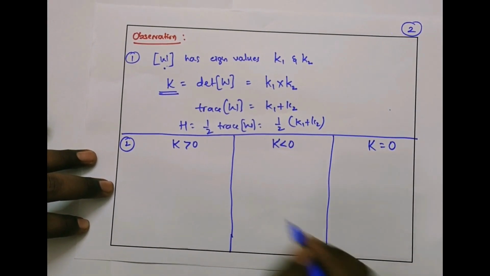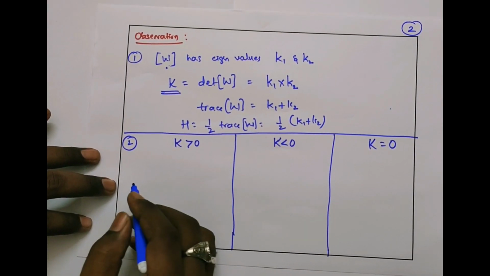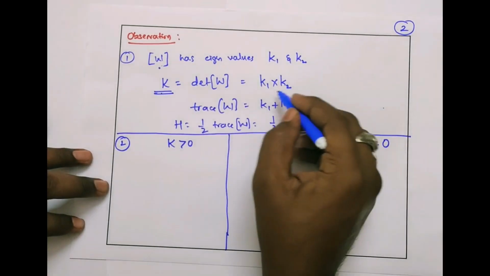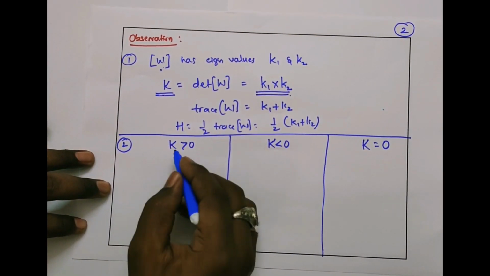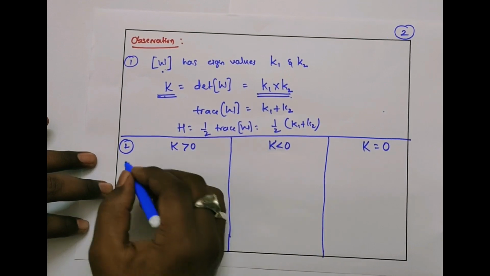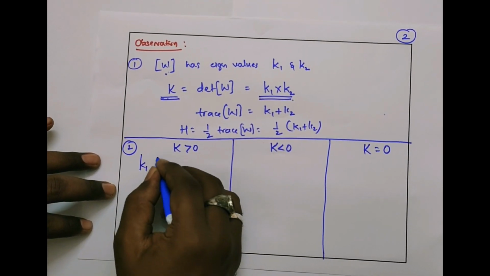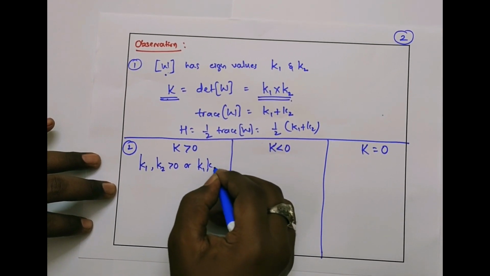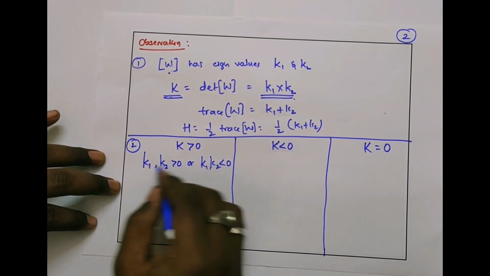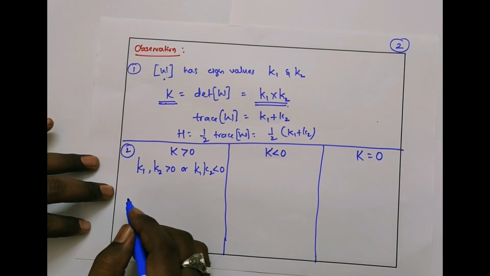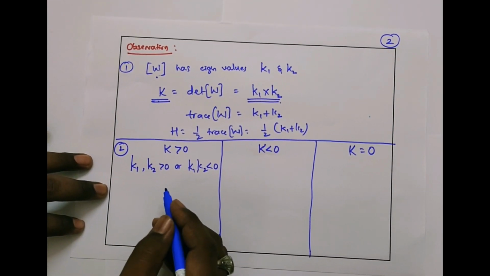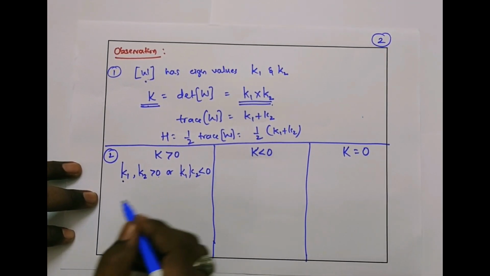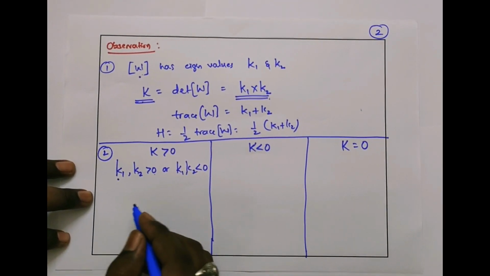Say for example, the Gaussian curvature is greater than 0. What do we mean by this? Just now we have observed the Gaussian curvature is nothing but the product of the principal curvatures. So I can have the Gaussian curvature greater than 0 provided both k1 and k2 are greater than 0 or both k1 and k2 are less than 0. In these two cases we will get the Gaussian curvature greater than 0. But then we must know what we exactly mean by a principal curvature greater than 0 or less than 0. So let's try to interpret geometrically.